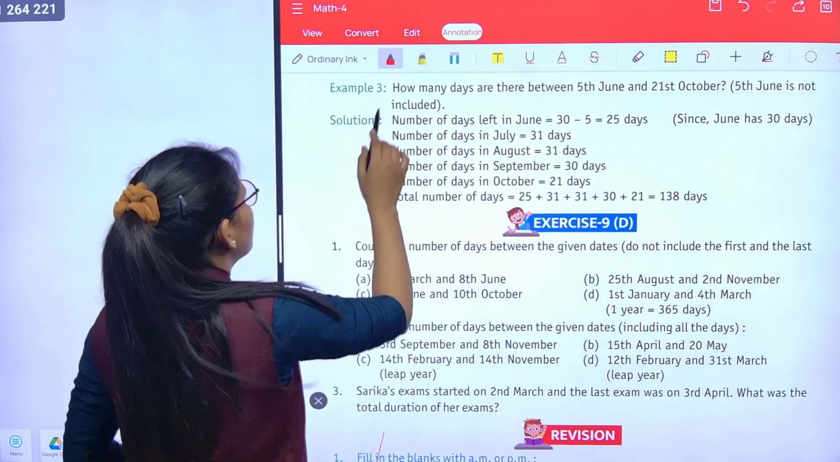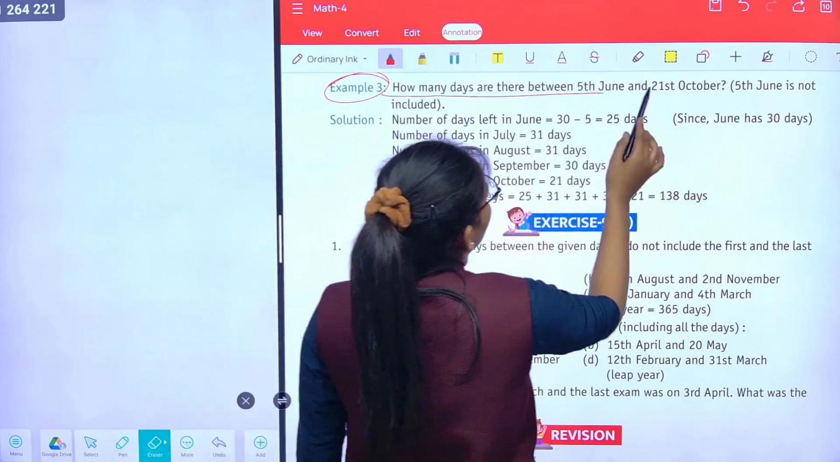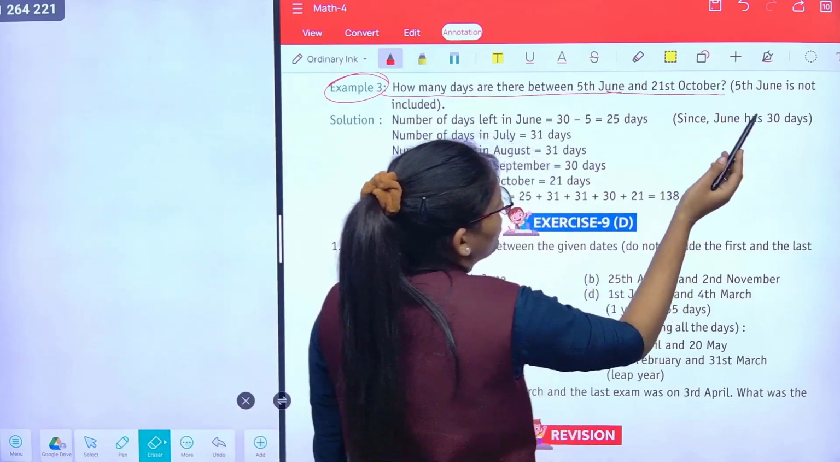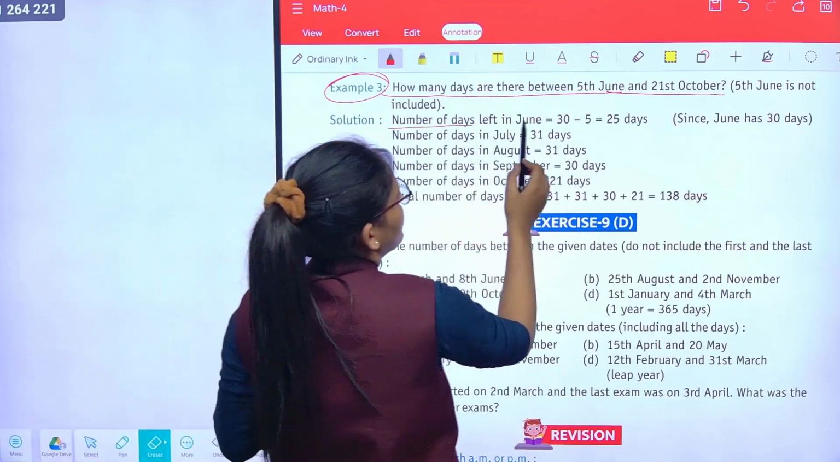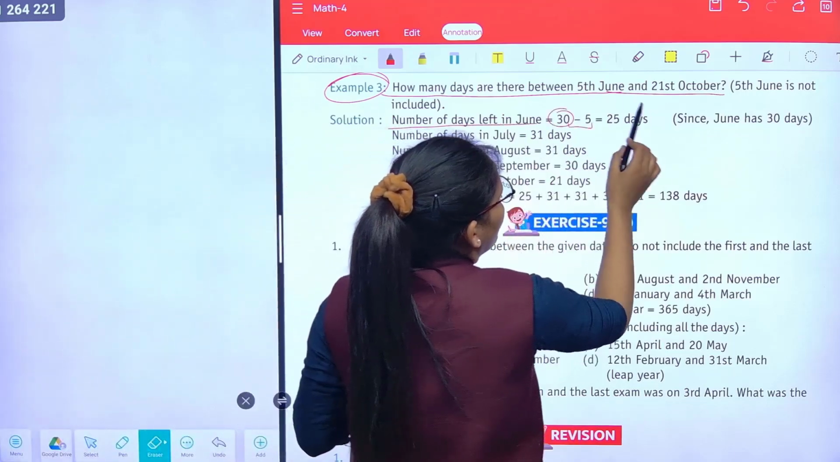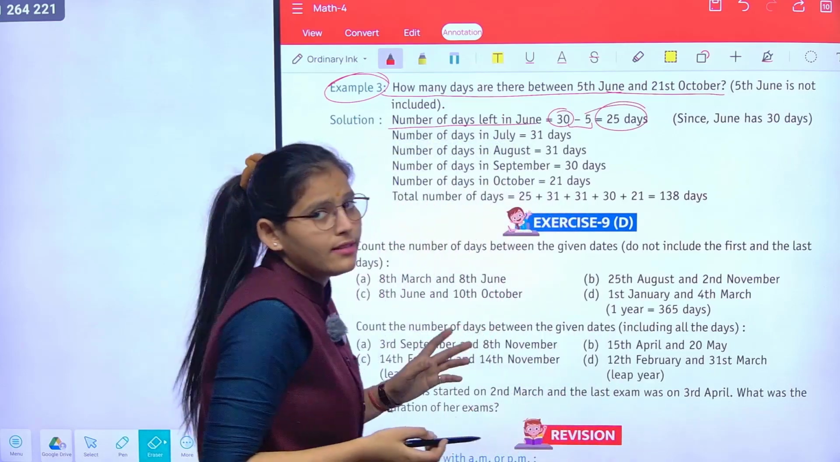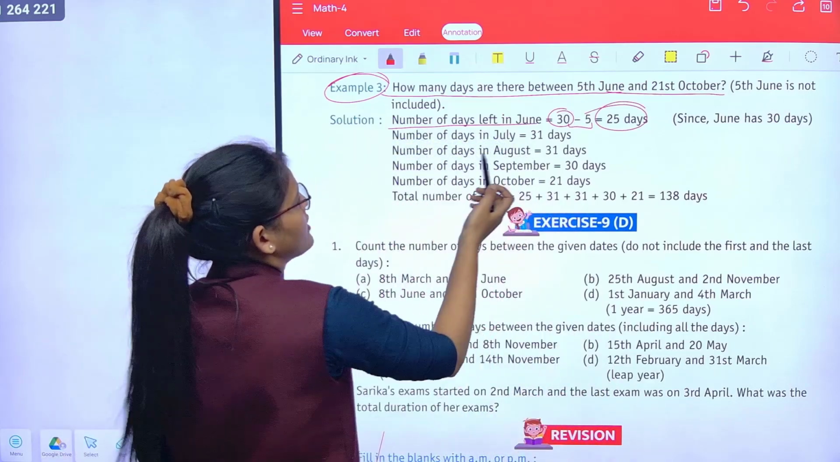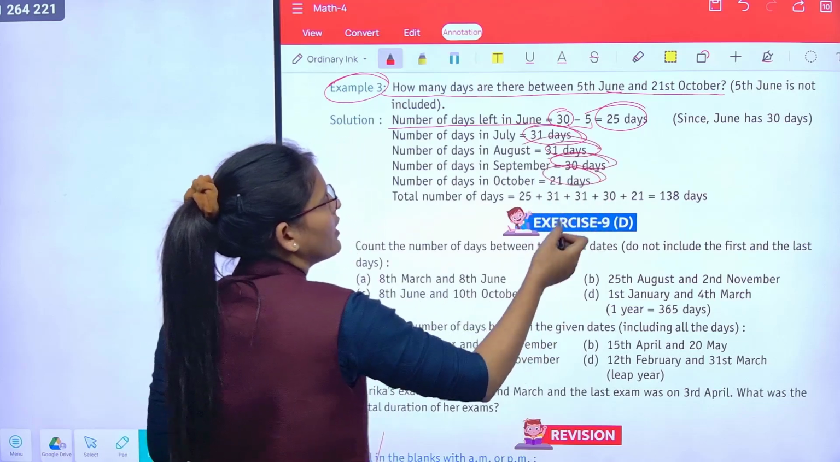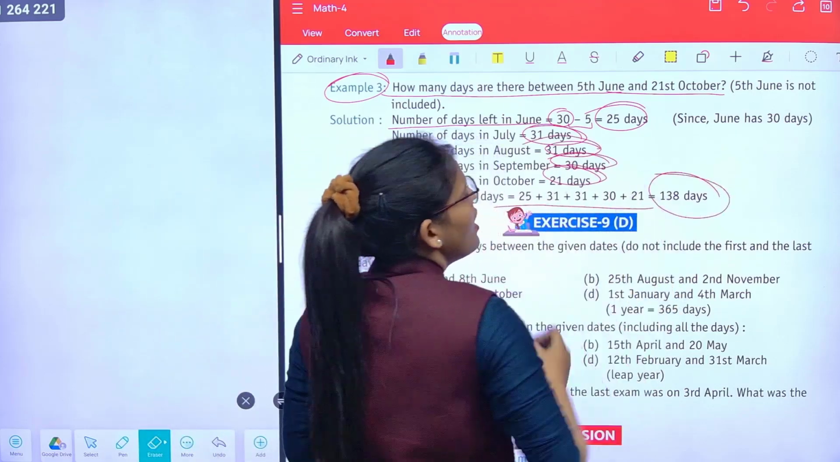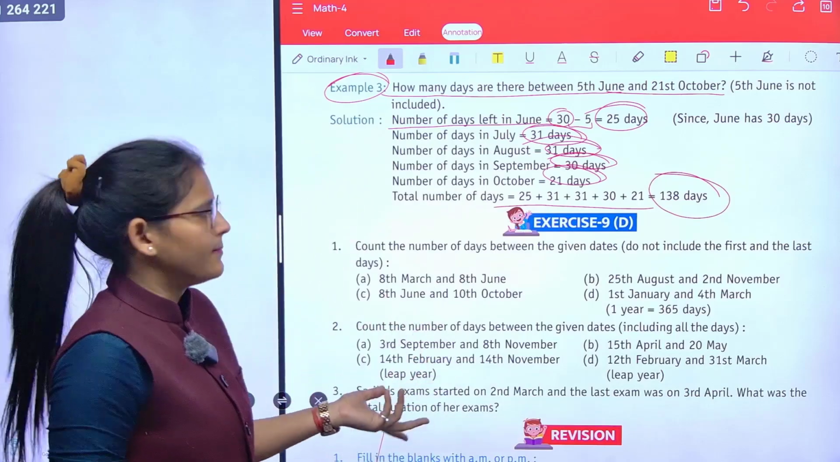Come on, example number 3. How many days are there between 5th June and 21st October? 5th June is not included. Okay, number of days left in June, 30 minus 5, 25 days. Since June has 30 days. Now number of days in July, 31, August 31, September 30, October 21. Now what will we do with all of them? We will add. So 138 days.